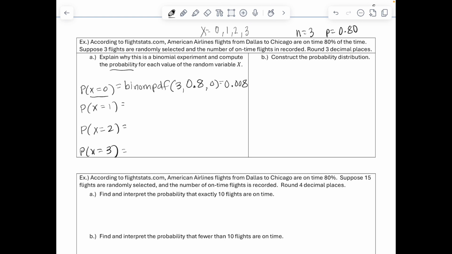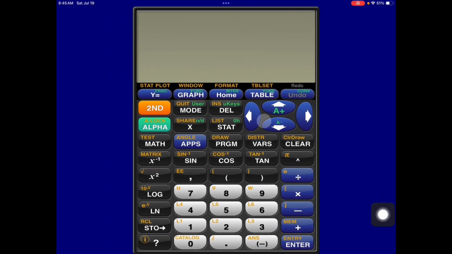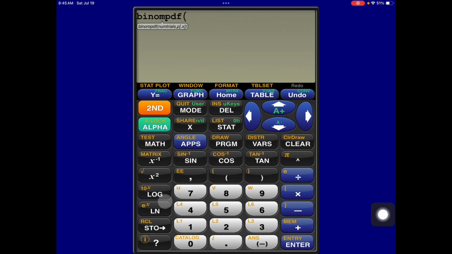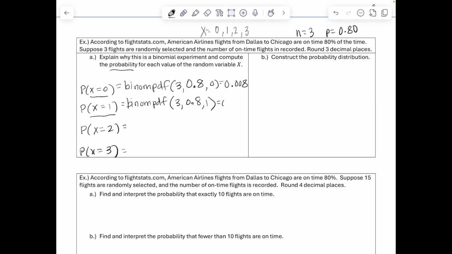For the next one, we are going to do the same exact thing. It's going to be binomPDF. Number of trials is still 3. Probability of being on time is still 0.8. However, now x is equal to 1. On the graphing calculator, we're going to go to second vars, go down to binomPDF. N is our total number of trials, which is 3, comma, our probability, which is 0.8, comma, this time our x value is 1. Close our parentheses, hit enter, and we get our probability. So from the graphing calculator, we get 0.096.